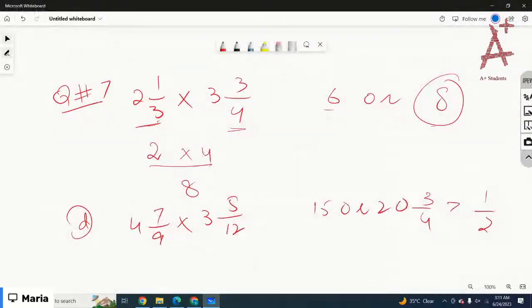Okay, just look at the 7 over 9. Got it? And 7 over 9 is greater than 1 over 2. So you have to round up. Round the whole number. Add 1 to the whole number, it would be then 5. Now just look at 5 over 12. 5 over 12 is less than 1 over 2. Got it? So you have to round to the same whole number. So it would be 5 times 3. So this is rounded off to 15. Got it?